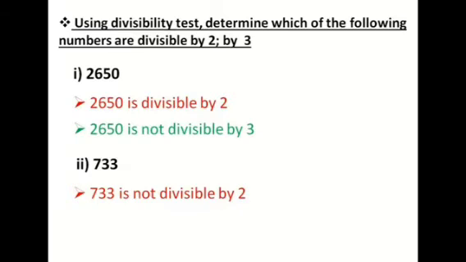Now we have to check whether the number is divisible by 3. 7 plus 3, 10, 10 plus 3 equals 13. 13 is not divisible by 3. We can write down 733 is not divisible by 3. These are very easy sums. Only thing, you have to recollect the rules.